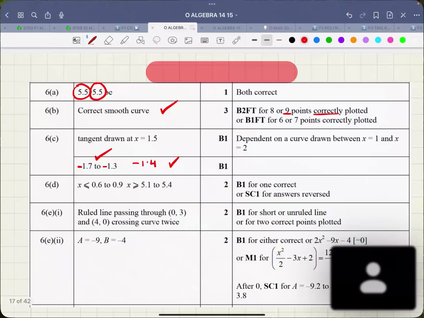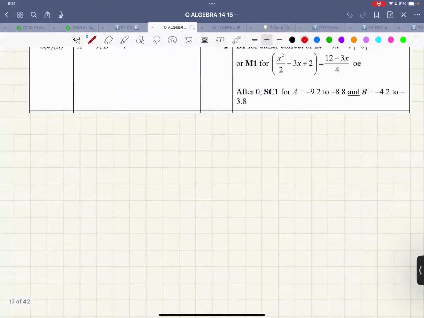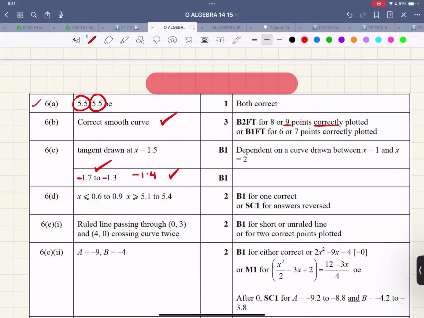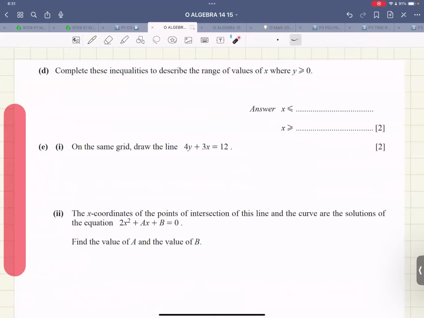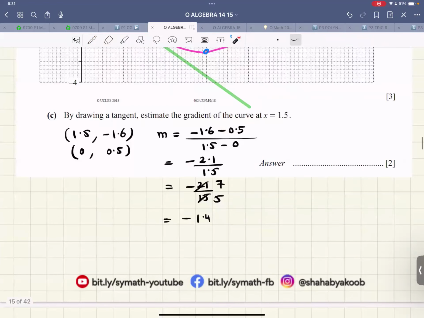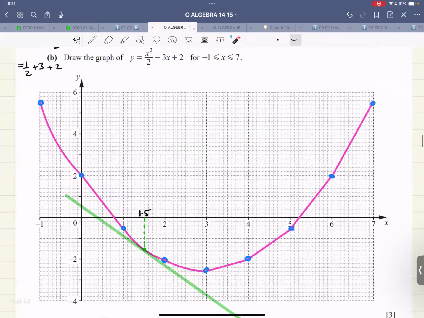So now let's look at the question. We have done these parts, that is part A, part B, part C. Now let's look at part D. Now the question says, complete these inequalities to describe the range of values of x where y is greater than 0. What does it mean? You look at this graph and you observe that the y values are positive over here. The y values are positive over here. For which values are the y values positive?